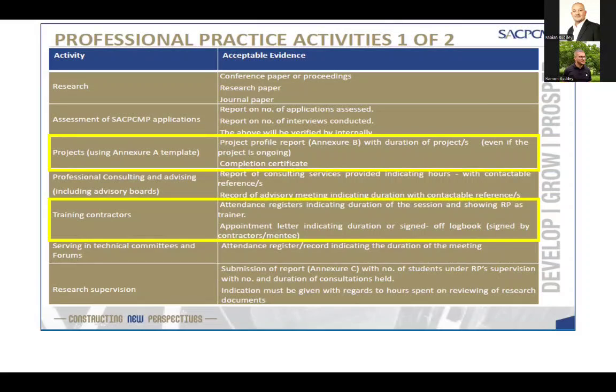So that's page 1 on your professional practice activities. So that's the first category that we're covering now.